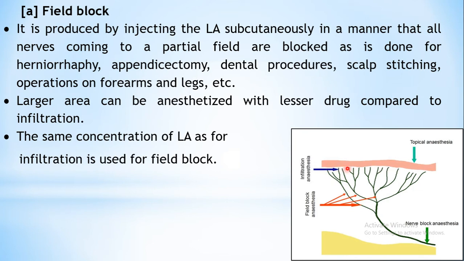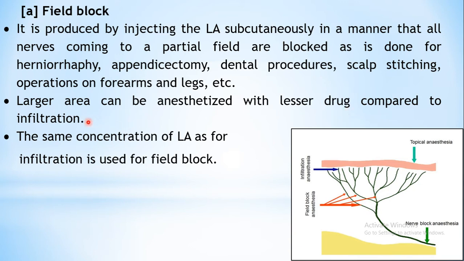In case of topical application, only that area was getting affected. In infiltration anesthesia also, wherever you are injecting, in that area the nerves were getting affected. But in case of field block, the whole field where these neurons are supplying is getting affected. So over here a larger area can be anesthetized with comparatively a lesser amount of drug.